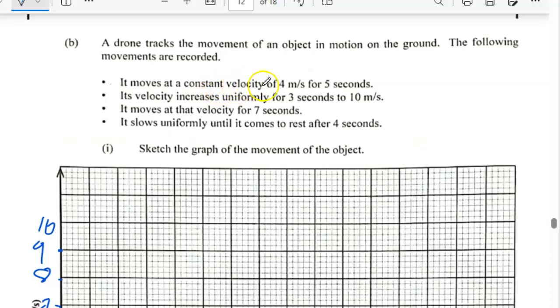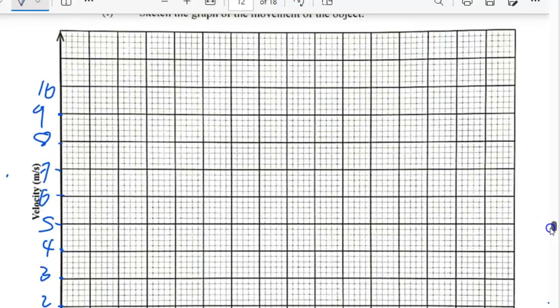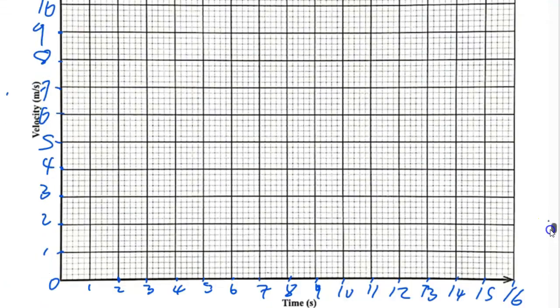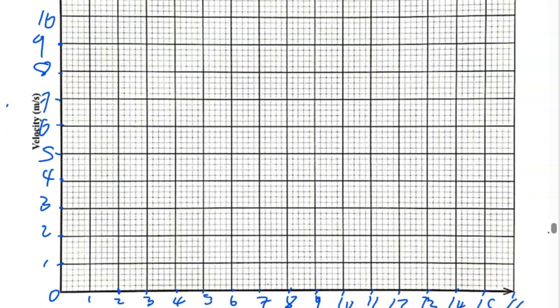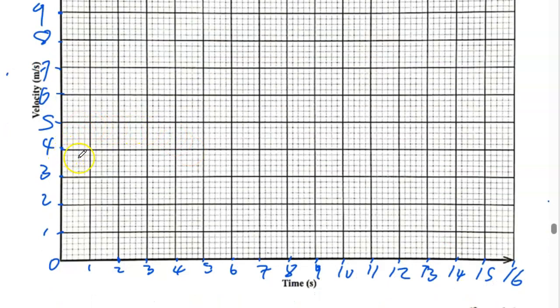Constant velocity of 4 meters per second for 5 seconds. Alright, so 4 meters per second for 5 seconds. Here's the speed axis. 4. And it should be a straight line. Of course, I'm using freehand. We should use a ruler and a pencil. So 4 meters per second constantly for 5 seconds. So that's the first section of the graph.